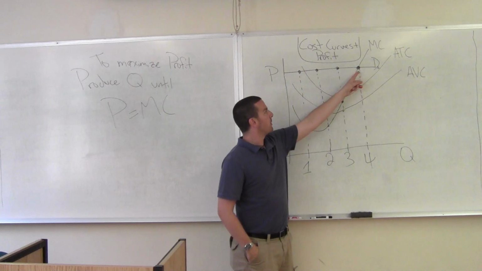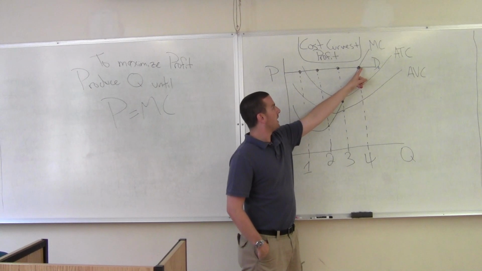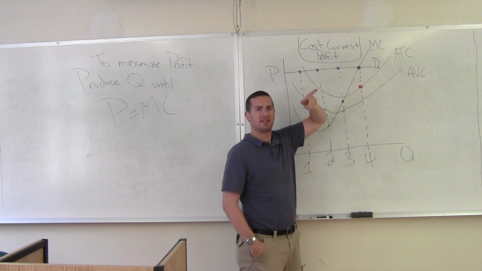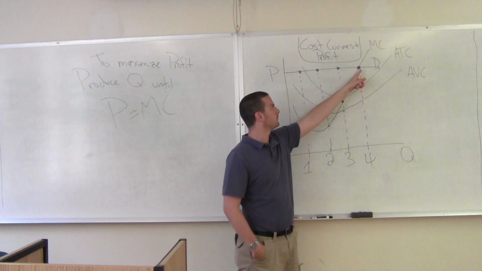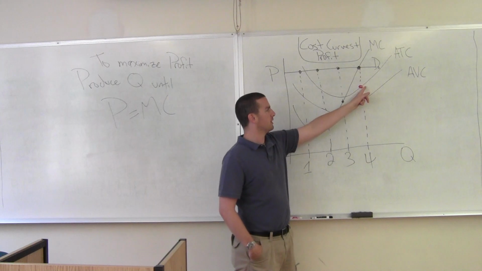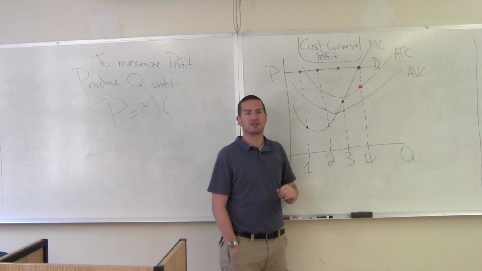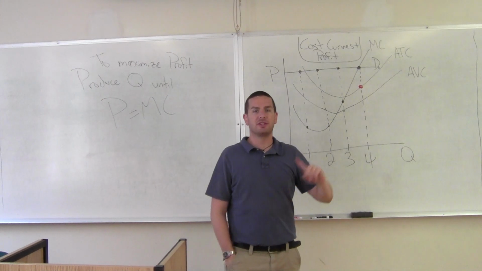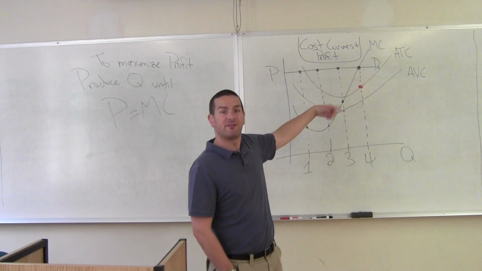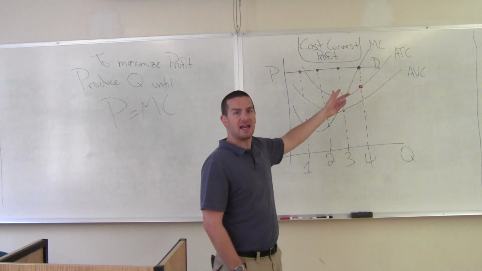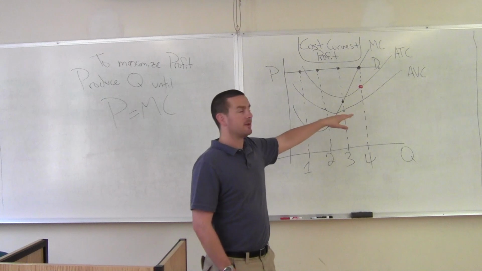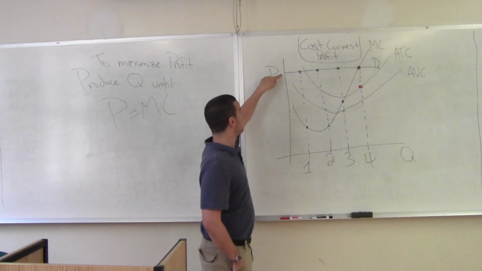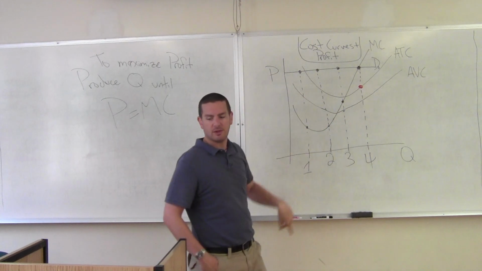So we know we're making profit because our average revenue, or our price, which is one and the same thing, is greater than the average total cost, okay? So this is a profitable situation. This farmer, or this lemonade stand, is making profit if the price is that high, okay?